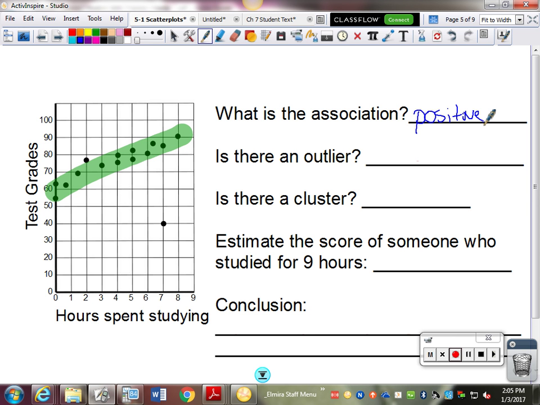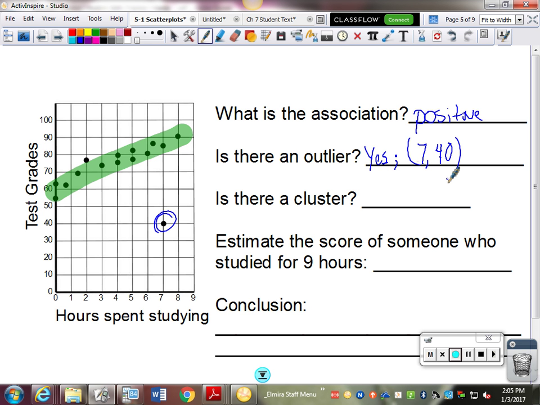Is there an outlier? Yes, it's right there. On your homework, I want you to circle it. When there's an outlier, say yes, and I want you to tell me the coordinates of that outlier. Okay, I don't want "is there an outlier" to be a yes or no question.